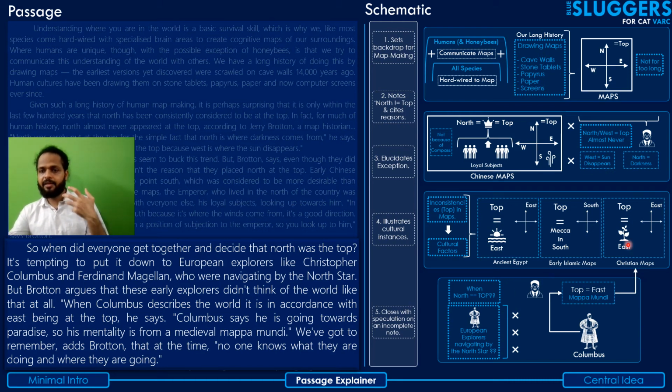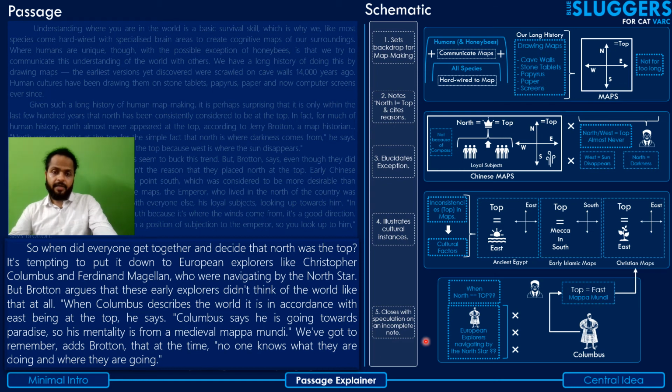That means the Christian maps, which used to consider the Garden of Eden to be at the top as a paradise in the east direction. And so even he used to put east as the direction on the top of the map. So the point being that the navigation of the European explorers by use of the North Star cannot be given as a proper reason as to why people have now started putting the direction north at the top of the maps.